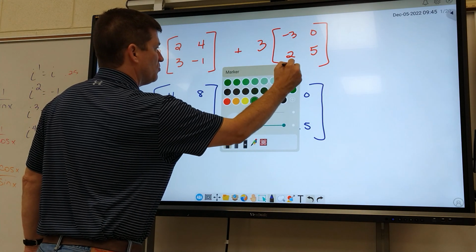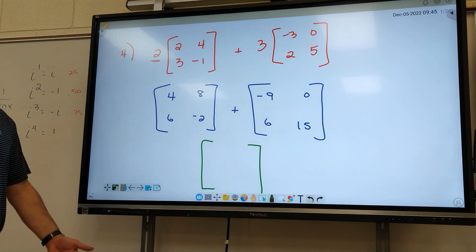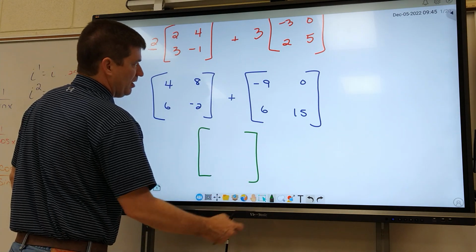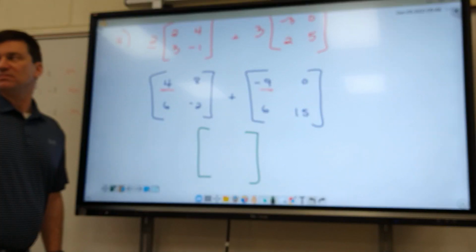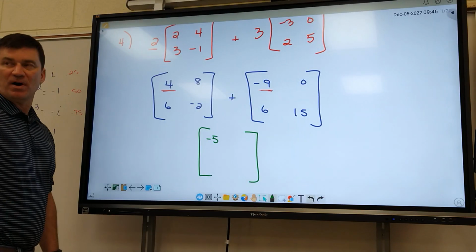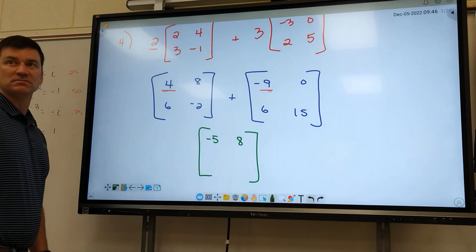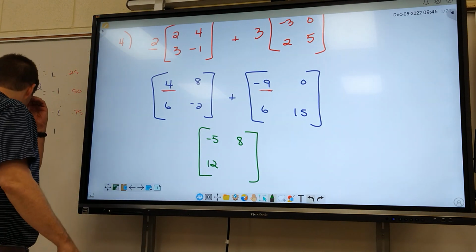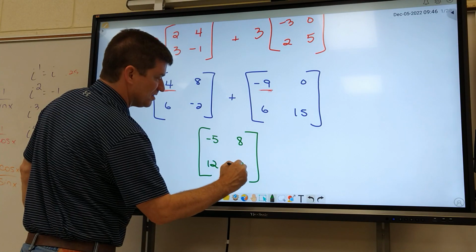All right, so you guys who were here last week, what do I do to finish this up? Yeah, you just add up. You can kind of think of it as add up like terms, or you're going to add up this spot and this spot because they're the same spot. So 4, negative 9, I got negative 5 for that spot. 8 plus 0 is 8 there. 6 plus 6 is 12 there. Negative 2 plus 15 is 13.